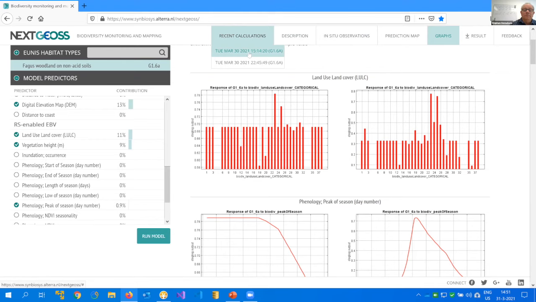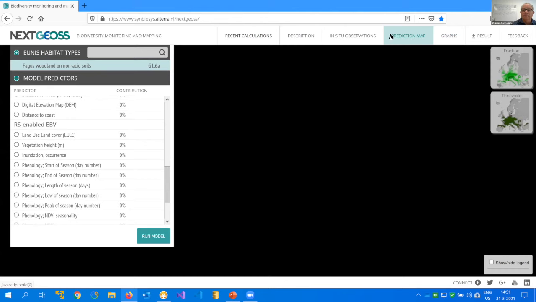Maybe the prediction map is obtained from the other calculation. I'm not sure. No, it shows, it's very interesting why this is black. Anyway, so you have to believe me.